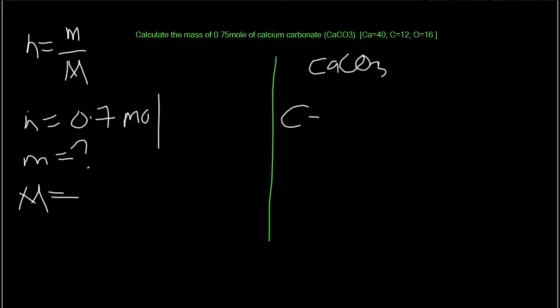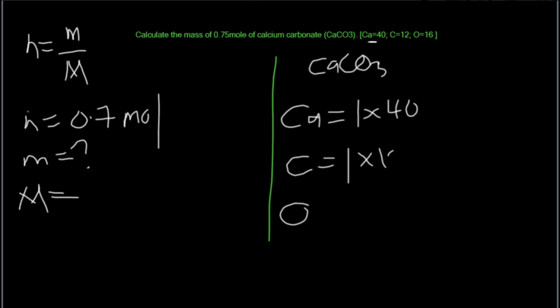So for CaCO3, we have Ca, C and O. For Ca, we have only one times its relative atomic mass, which is 40. For C, we have only one times its relative atomic mass, which is 12. For O, we have three O's here, so 3 times the relative atomic mass, which is 16.